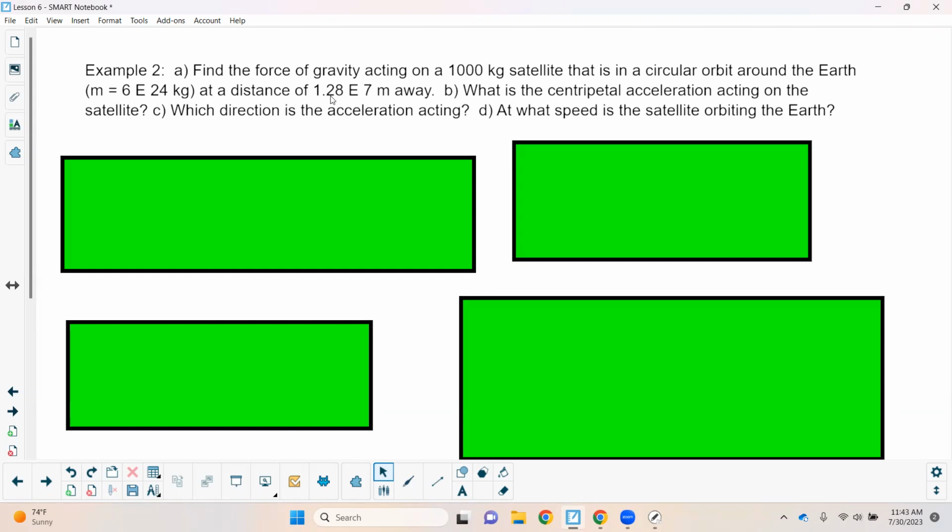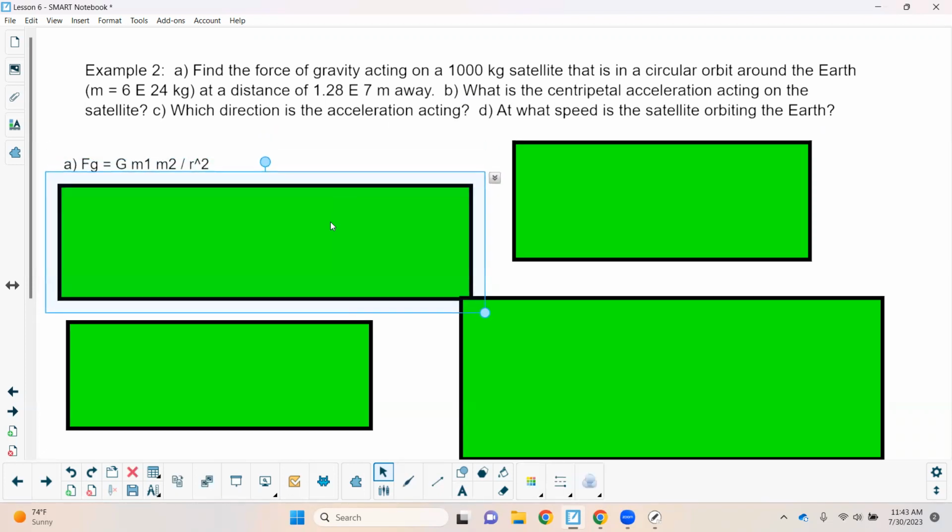At a distance, this satellite is further away. It's like a television satellite or a radio satellite. So it's 1.68 times 10 to the 7th away. So it is not at the radius of the Earth. It's more than that away. So this is the total distance away. And we're going to find what is the centripetal acceleration acting on the satellite, what's the direction of the acceleration, and then at what speed is the satellite orbiting the Earth. So there's a couple different things. This is where we tie it back into centripetal stuff because it naturally fits.